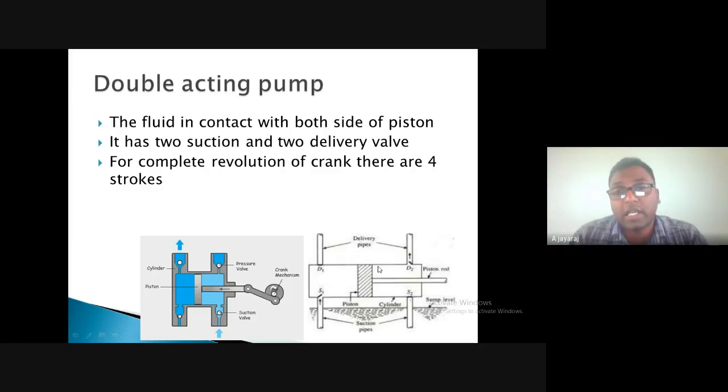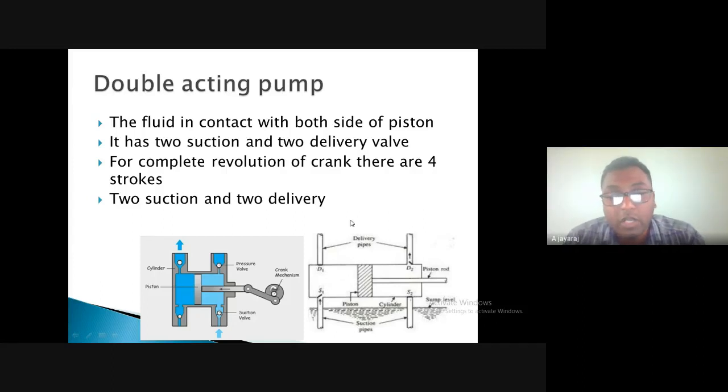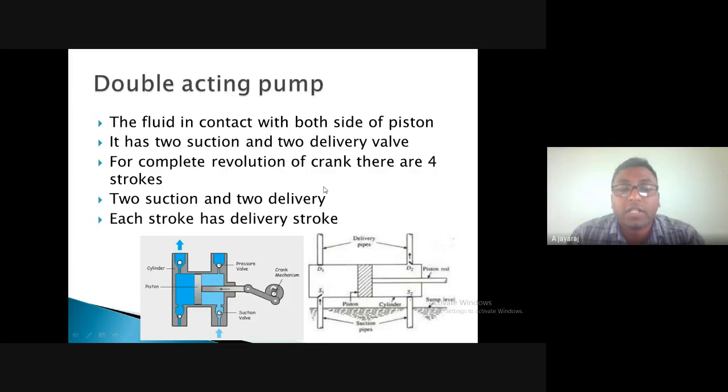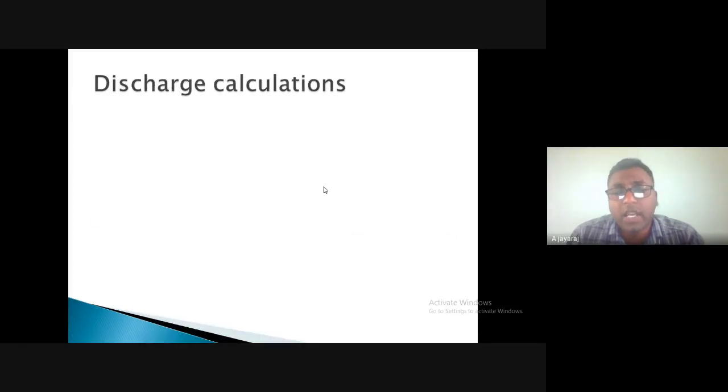Whereas in a single acting pump we saw there were only 2 strokes for one complete revolution, in a double acting pump we have 4 strokes for one complete revolution of the crankshaft. So there are 2 suctions and 2 deliveries. For one complete rotation, the double acting pump performs 2 delivery strokes, whereas in a single acting pump there is only 1 delivery per complete revolution of the crankshaft. Each stroke has a delivery stroke.